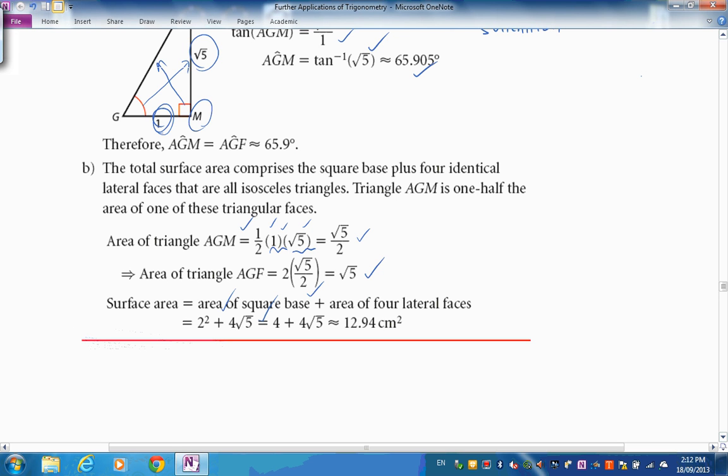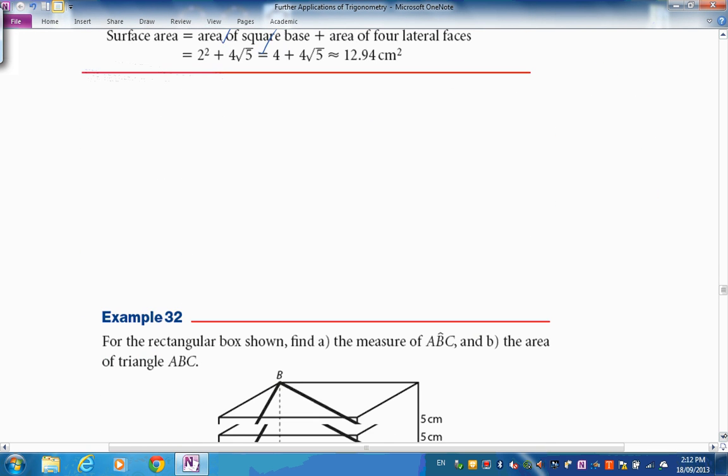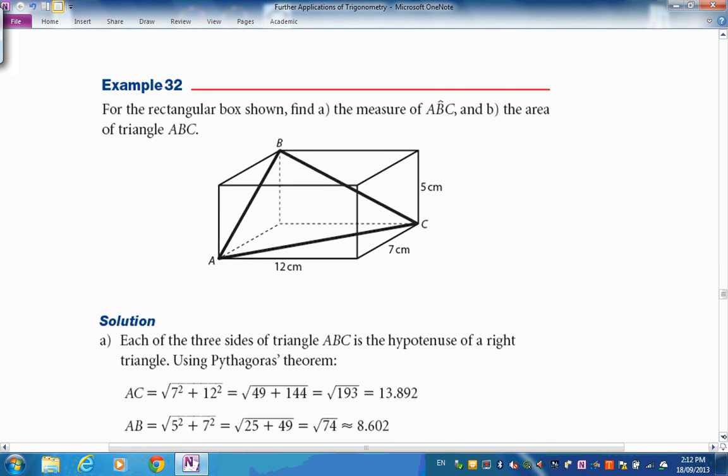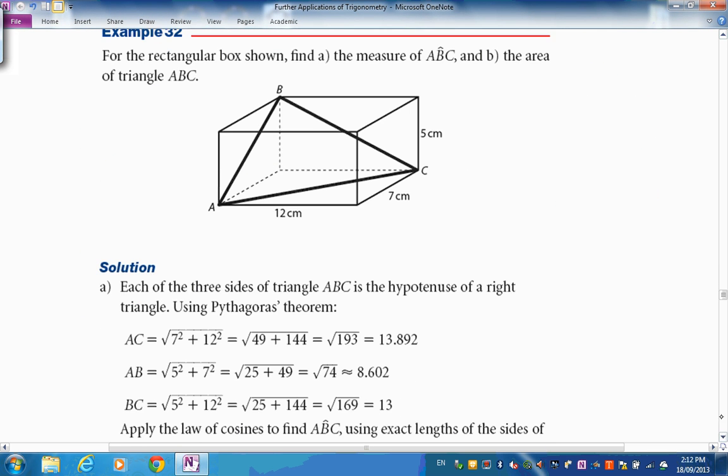Alright, so some interesting, more complicated problems there in 3 dimensions. Remember, a useful trick is to extract the triangles because they're in different dimensions there. One's going back through, one might be on the flat surface of the base, and so on. So try and extract the triangles. Alright, let's have a look at another one. Again, same sort of thing.